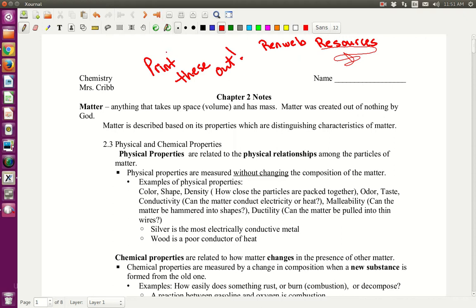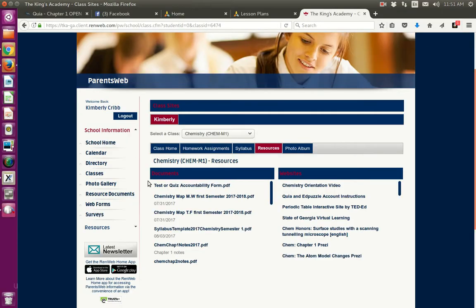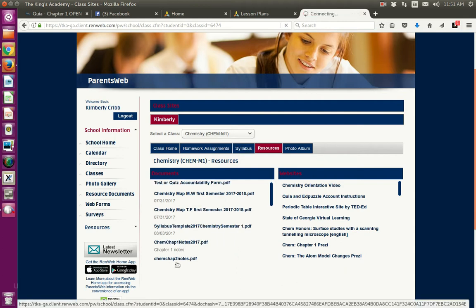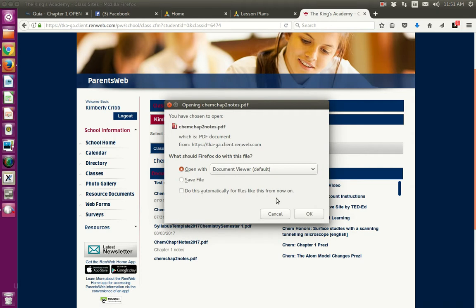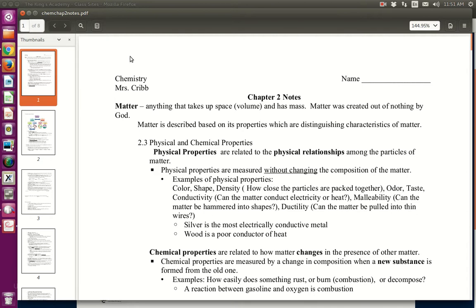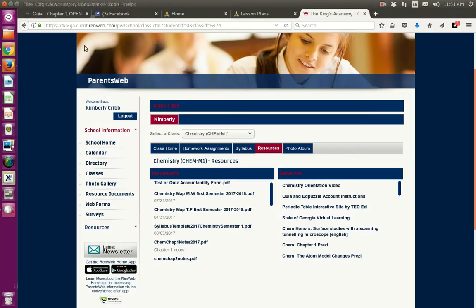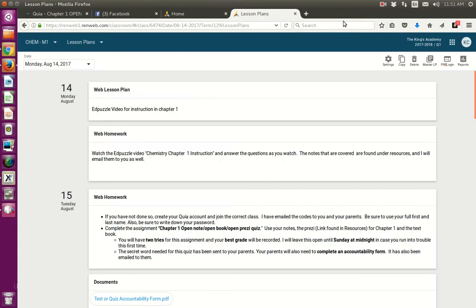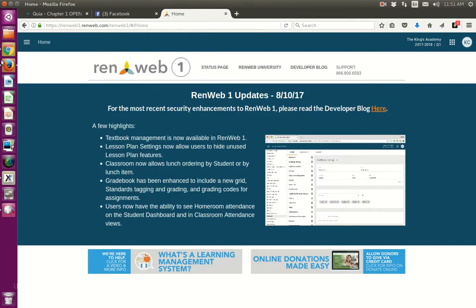One thing that you need to do before we go through this is print these notes out. They're under RenWeb resources, so I'm going to show you that. You go to, this is a parent's web, and if you look at the classes, it doesn't matter which class you look at. There it is, Chem Chapter 2 notes is right here. So you can just pull that up and ta-da, and go ahead and print them out. If you haven't done that, please stop to do that before you continue. And we're going to move on with this video.